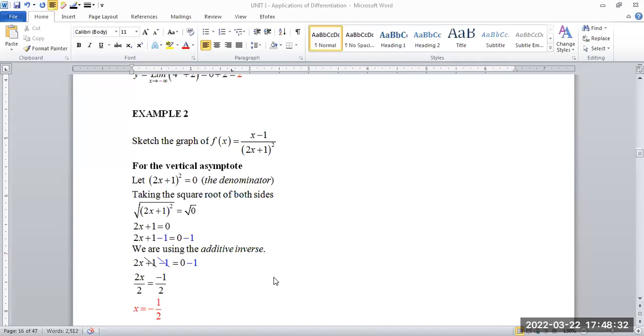So this is what is going to happen. When I take the square root of this side and this side, of course, the square root of 0 is 0. But when I take the square root of 2x plus 1 all squared, I'm going to have 2x plus 1 to the first power.